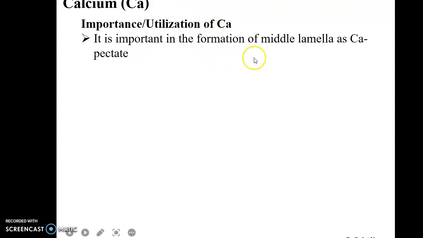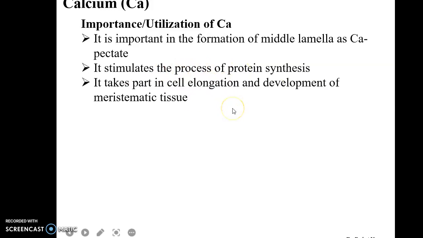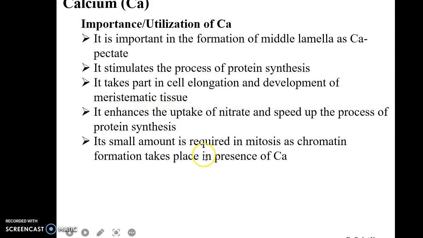in the formation of middle lamella, as it is an important constituent of calcium pectate. It also stimulates the process of protein synthesis and also takes part in cell elongation and development of meristematic tissues. Calcium also enhances the uptake of nitrates and speeds up the process of protein synthesis.